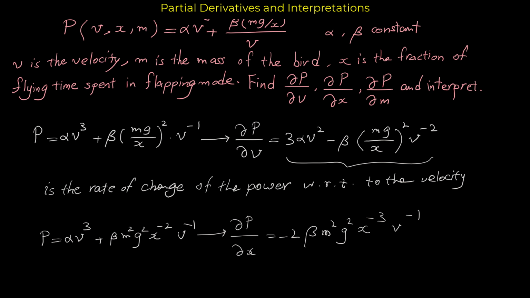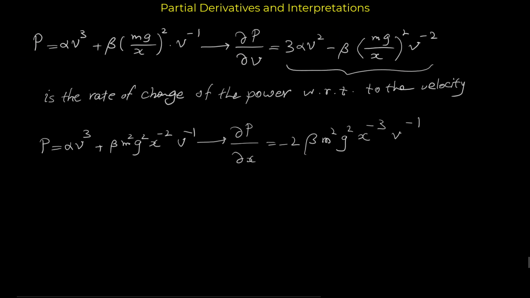What is the interpretation for this? This shows the rate of change of power, because power is in the top, with respect to x. What is x in the question? Attention, x is the fraction of time. So this shows the rate of change of power with respect to the fraction of time spent in flapping mode, when the other variables, which are velocity and mass, are constant. This is the interpretation.